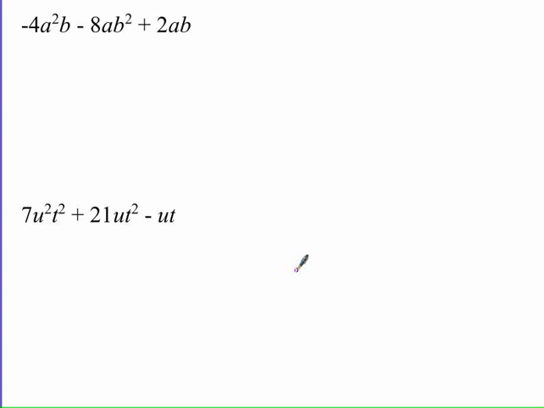So we started off with two terms. Now we're moving up to 3, and what is this called? A trinomial. So we have negative 4a squared b minus 8ab squared plus 2ab. So if you notice now, I've got 3 terms I'm looking at. So first of all, I've got a negative 4, an 8, and a 2. What is the biggest number that will go into all those? 2. And I'm actually going to take out a negative 2 because my first term is negative.